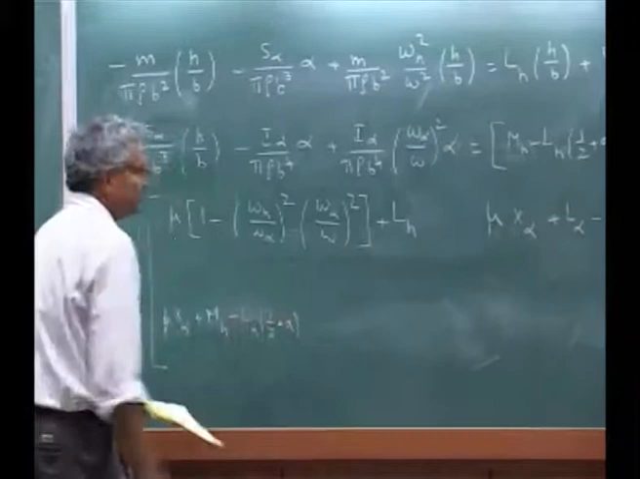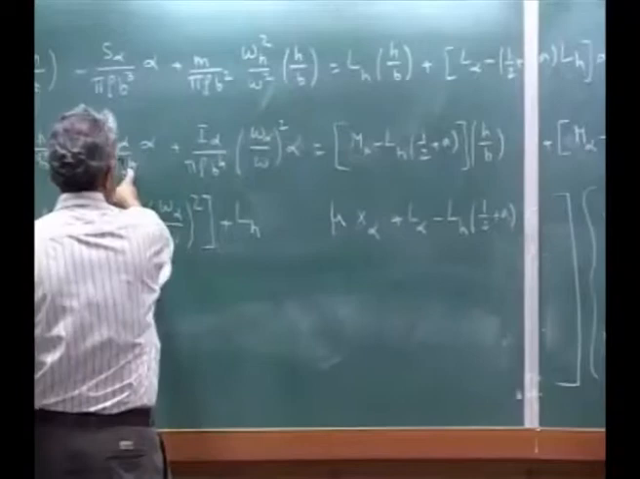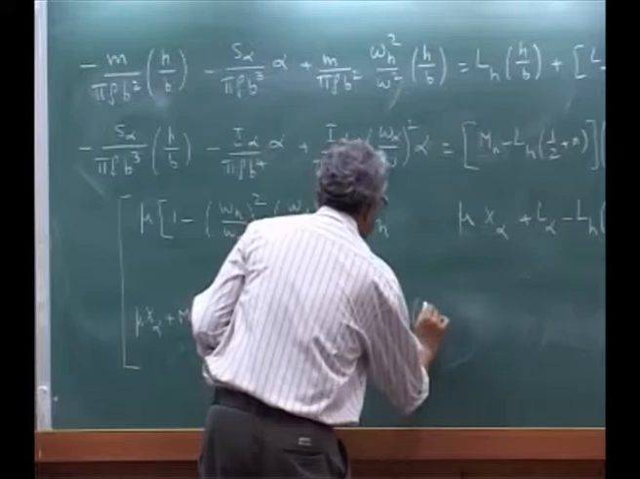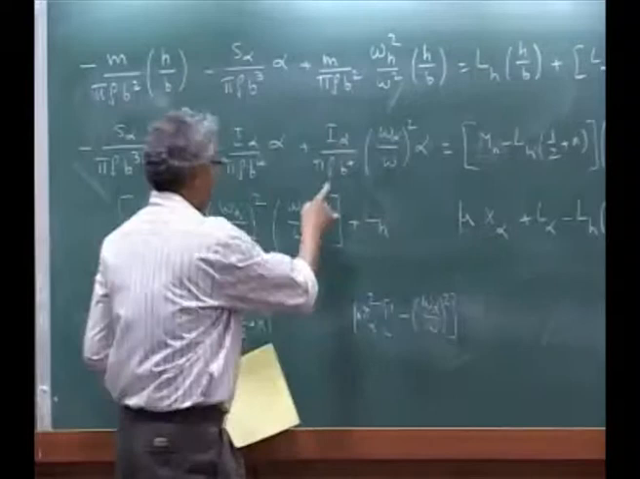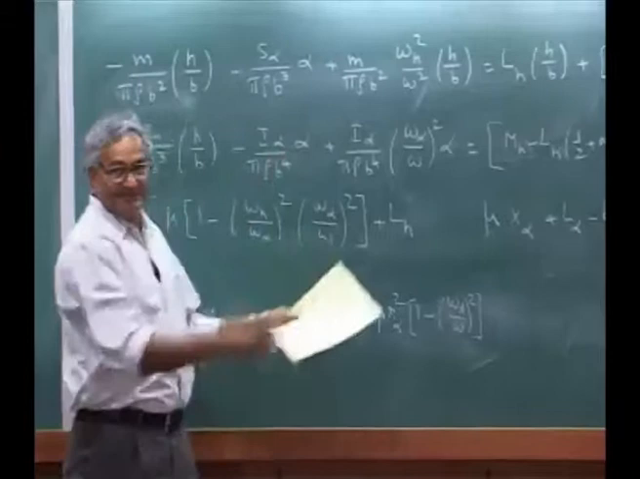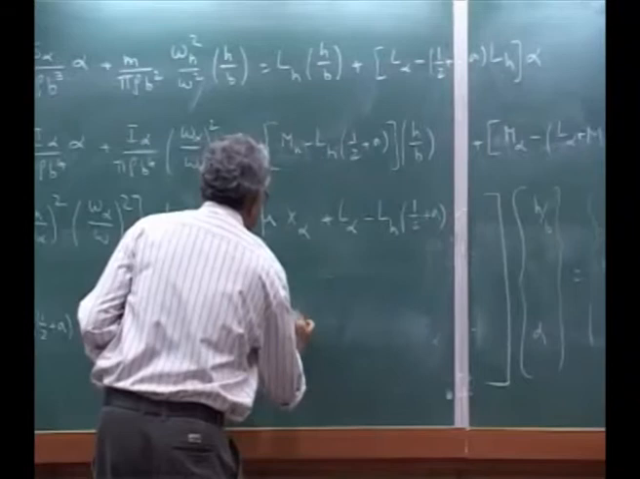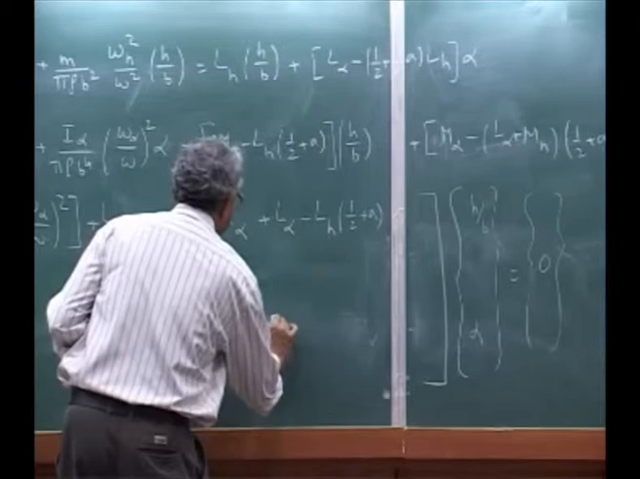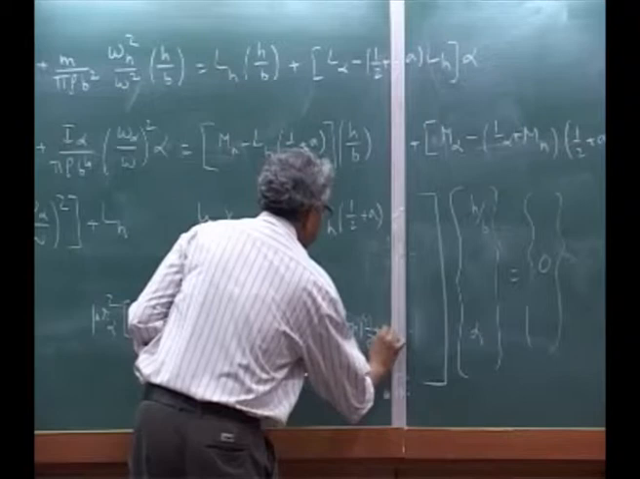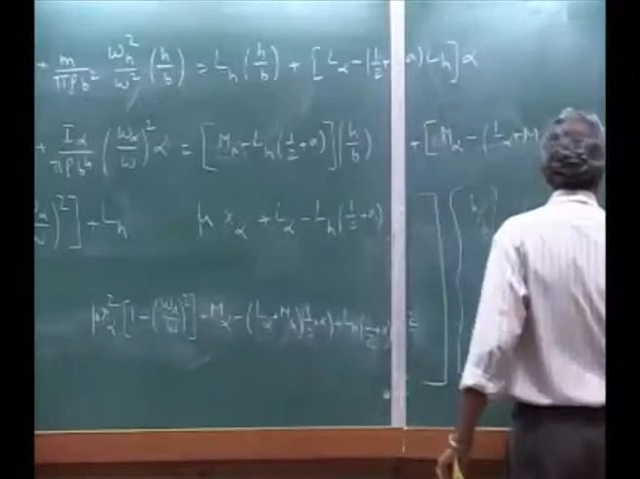And I have to take all the other terms, this term and this term. This will be mu r alpha square into 1 minus omega alpha by omega whole square. These two, because omega alpha by omega square is this term. Then the rest of the terms: plus M alpha minus L alpha plus M h into half plus a, plus L h into half plus a whole square. That's all. So now you know this is my full equation.